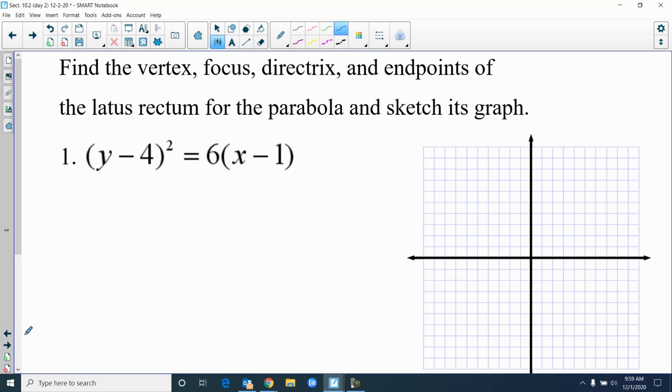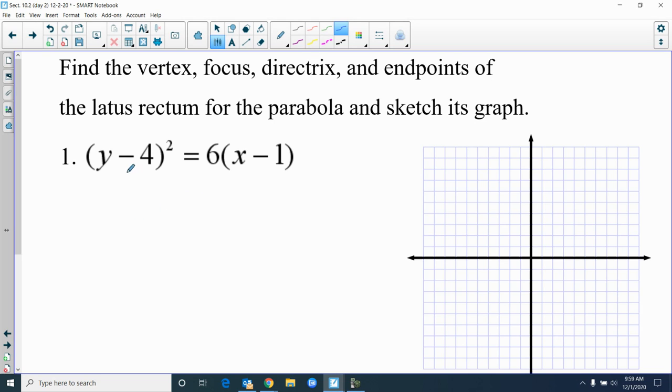Okay, back to your guided notes for section 10.2. Again, the directions say find the vertex, focus, directrix, and endpoints of the latus rectum for the parabola and sketch its graph.